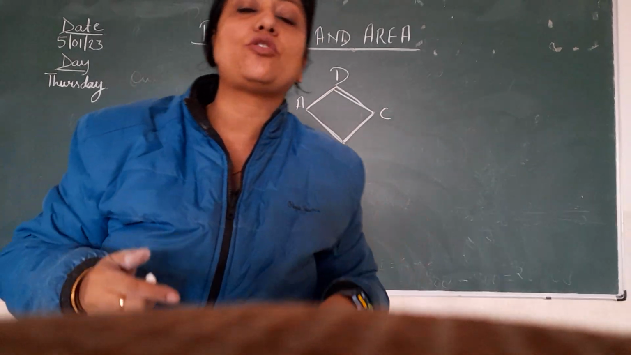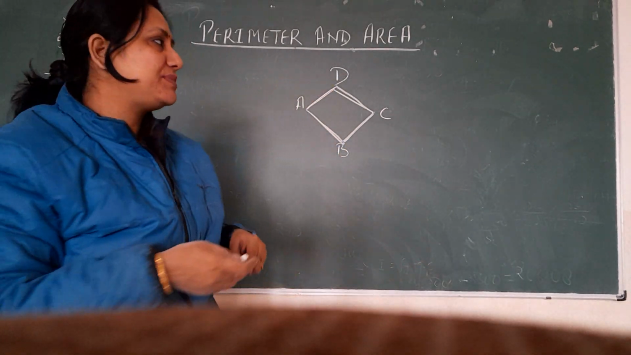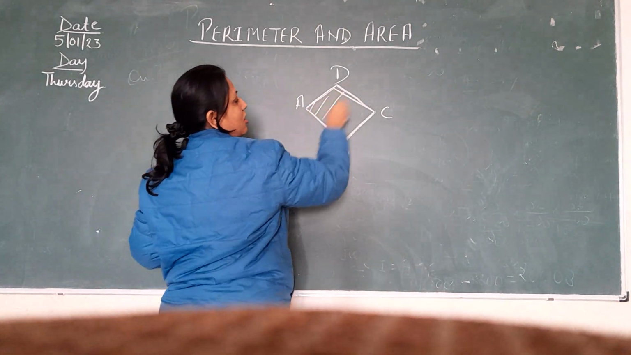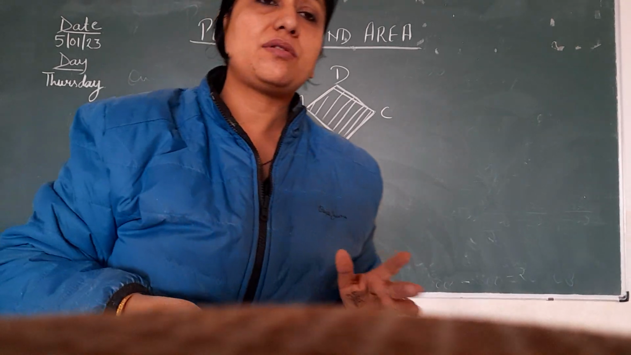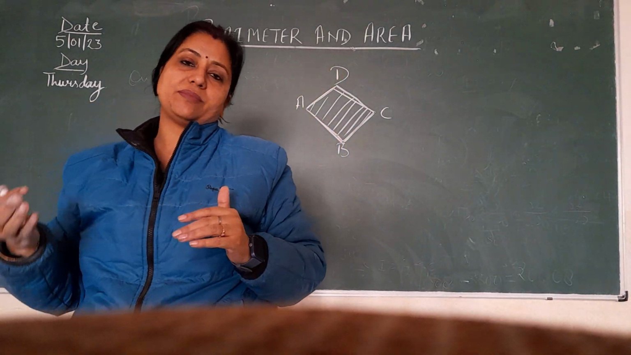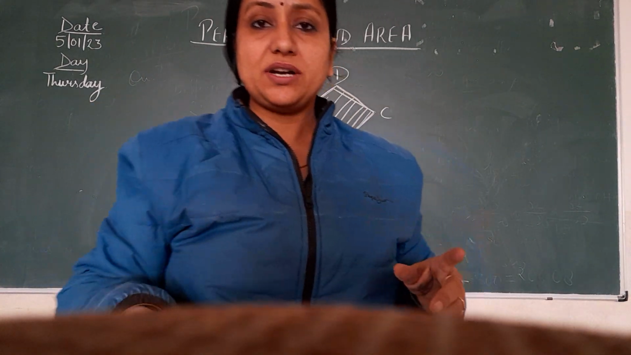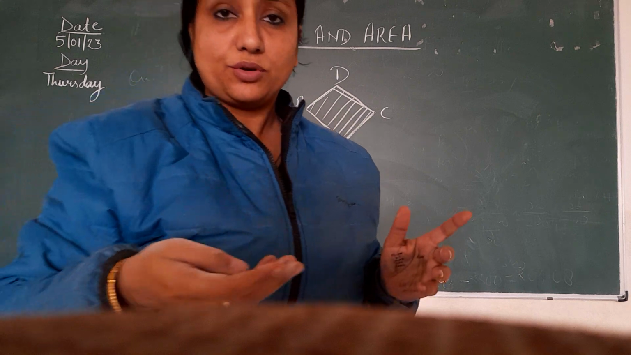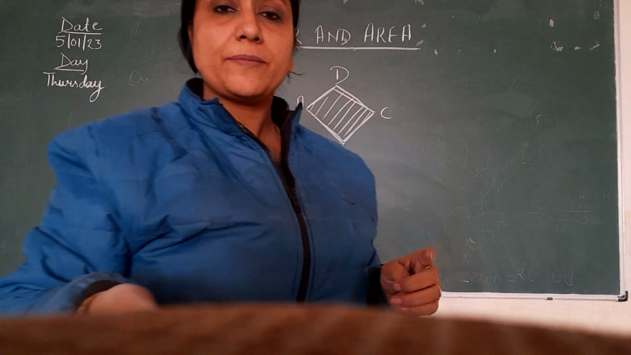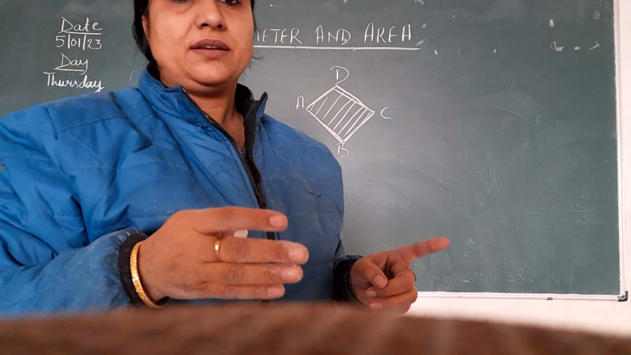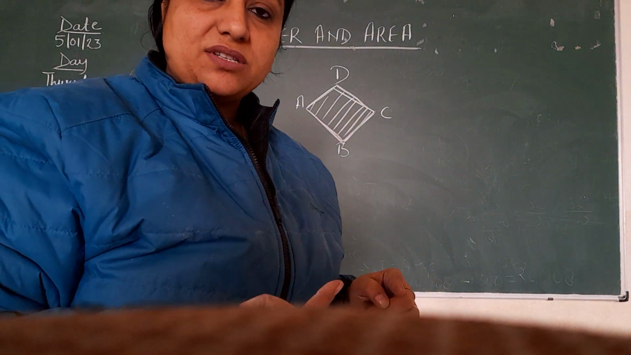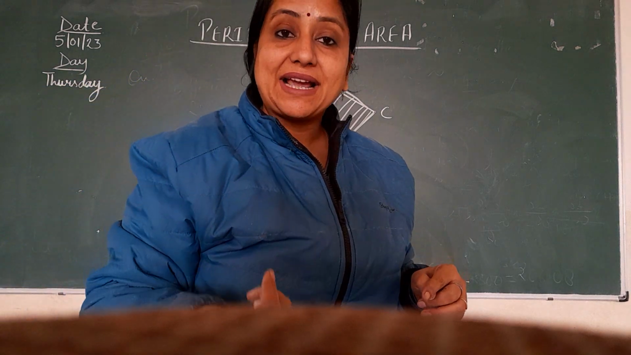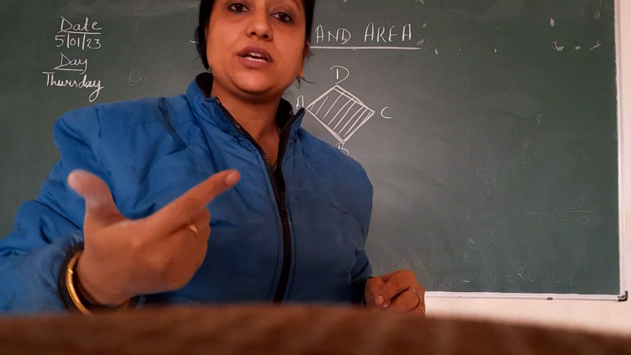Okay, and if we are talking about the area of this closed figure, it means the inside region of this figure is known as the area of this figure. The area is different for every figure, and we'll know the formula to find the area of any type of figure. Here we are discussing the perimeter and area of the rectangle and square.